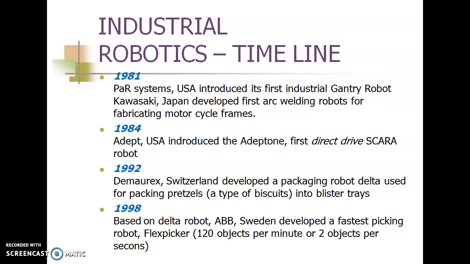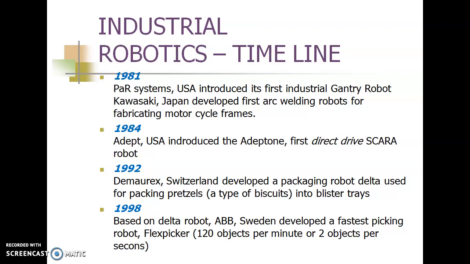1984, Adept USA introduced the Adept One, the first direct drive SCARA robot. We already know the SCARA robots. This is a direct drive SCARA robot. What does direct drive mean? The drives are directly connected to the joints. There are no intermediate power transmission devices like gears, belts or chains. So the drives are directly connected to the joints. That is called direct drive.